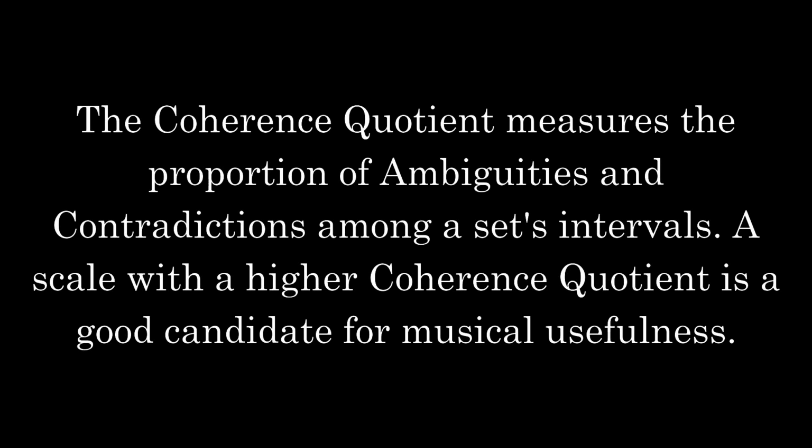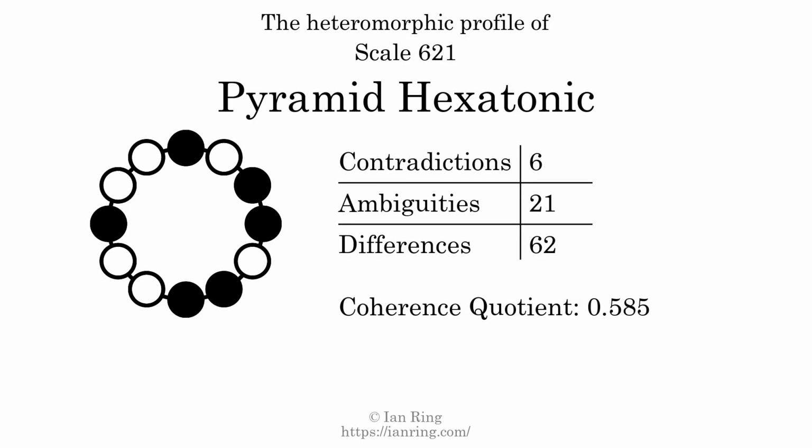The coherence quotient measures the proportion of ambiguities and contradictions among a set's intervals. A scale with a higher coherence quotient is a good candidate for musical usefulness. The coherence quotient is 0.585.